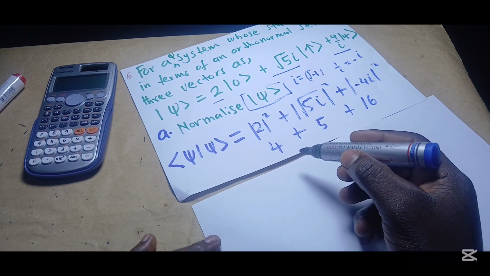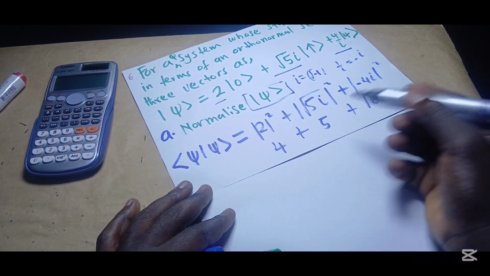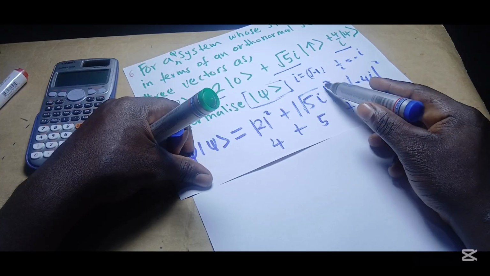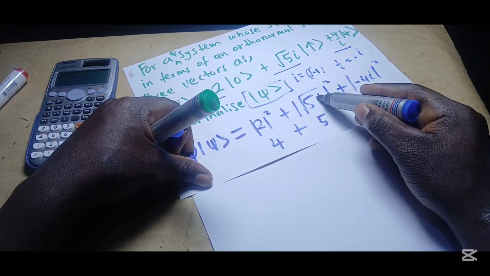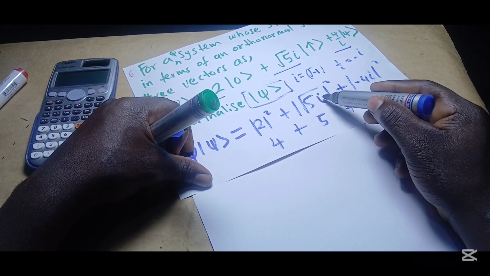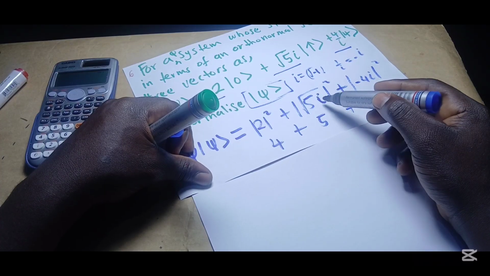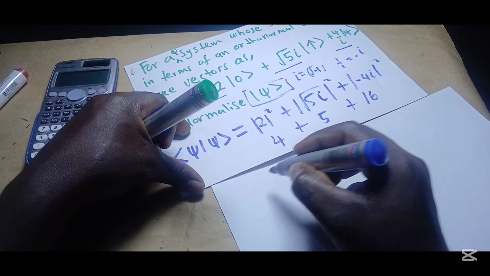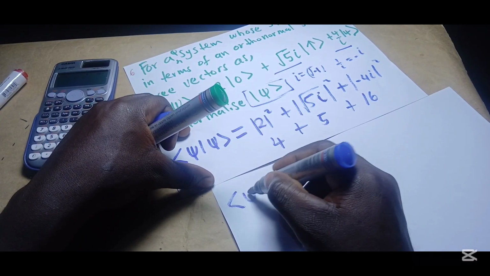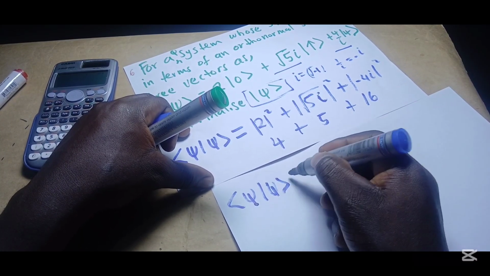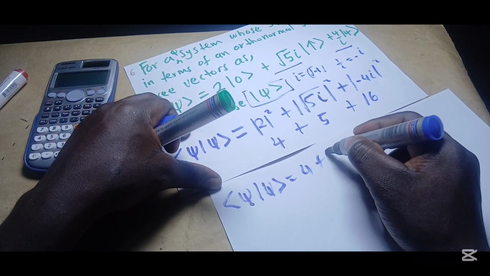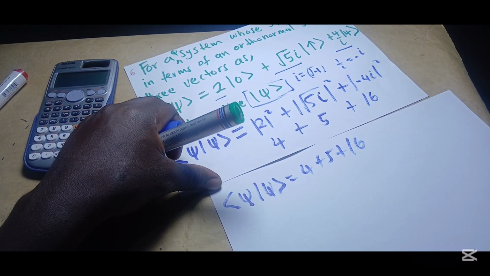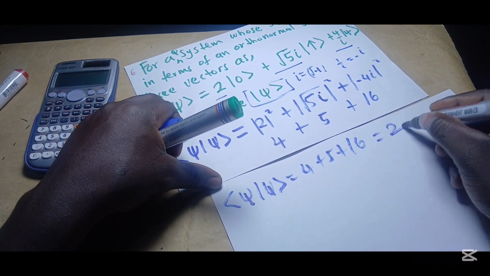So now let's add everything up. In simple terms, once you are dealing with absolute values, don't let this complex term here confuse you. Once we take the absolute value, generally it will cover everything. So the norm equals 4 plus 5 plus 16, and that turns out to be 25.